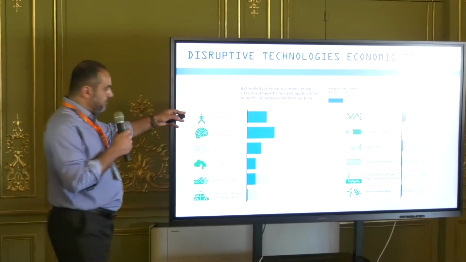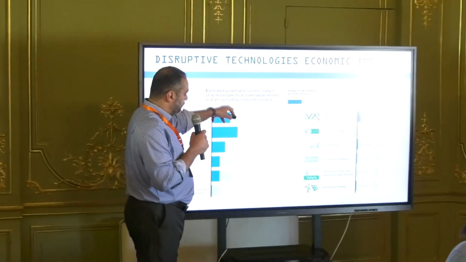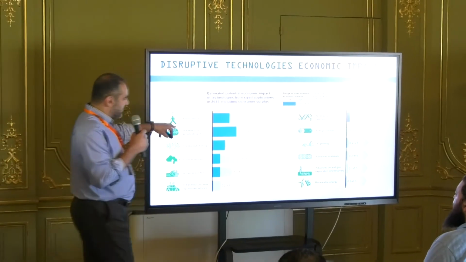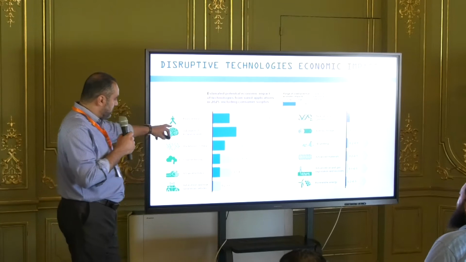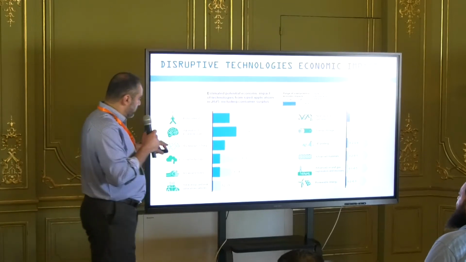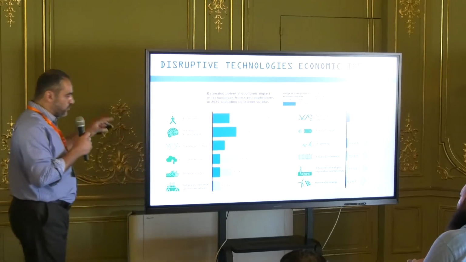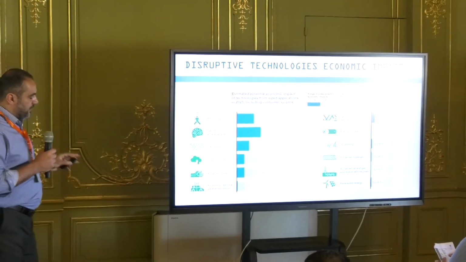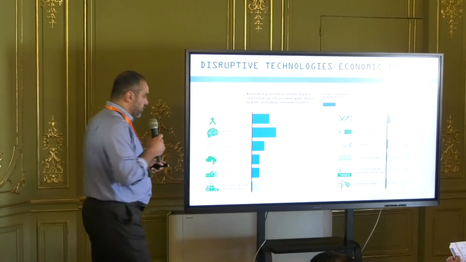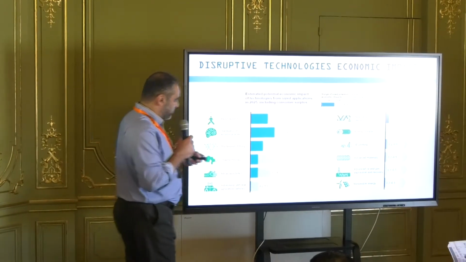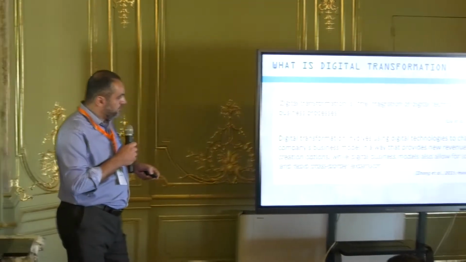Here you can see the impact on the global economy in trillions of dollars. So obviously the biggest impact is between mobile internet, artificial intelligence and automation of knowledge work, Internet of Things. These are the top technologies. So digital technologies obviously have the biggest impact on the global economy and are shaping our future and our business.